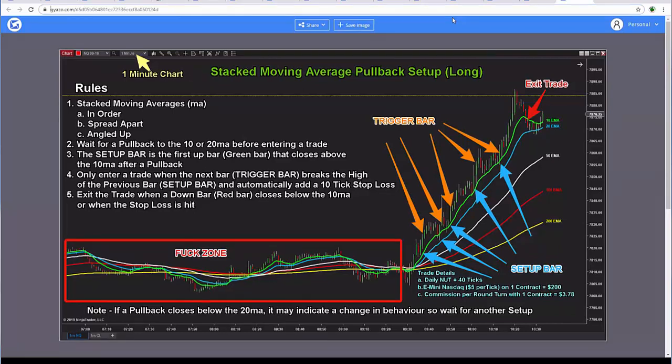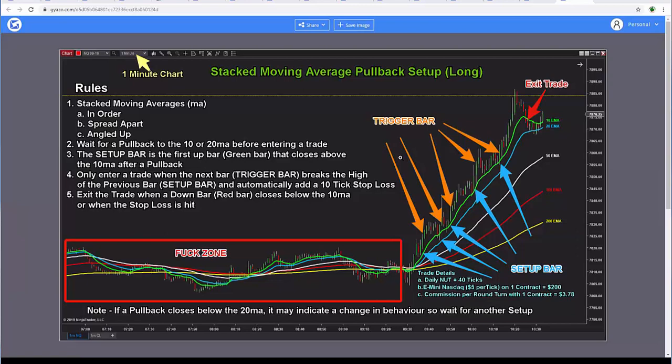We want some momentum. We want to see the moving averages in order, spread apart, but most importantly angled up. As you can see at the right hand side, you have a lot of space between each moving average. So there's a lot of momentum, and we're going in the direction of the move themselves. So for the actual setup, we're looking at two things with regards to the bars. We're looking for a setup bar, and we're also looking for a trigger bar.